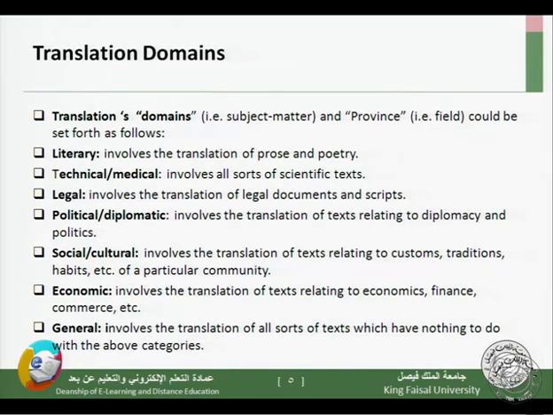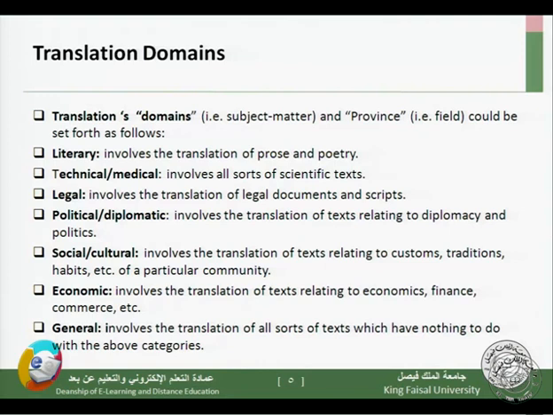We have literary domain, which involves the translation of prose and poetry. Literary, like novel, drama, essays, and poetry. We have technical and medical domains. Involves all sorts of scientific texts or technical texts like manuals, maintenance, medical, like medical books, and so on and so forth. We have legal domain. Legal domain means any text that has something to do with legal documents, legal scripts, law in general.